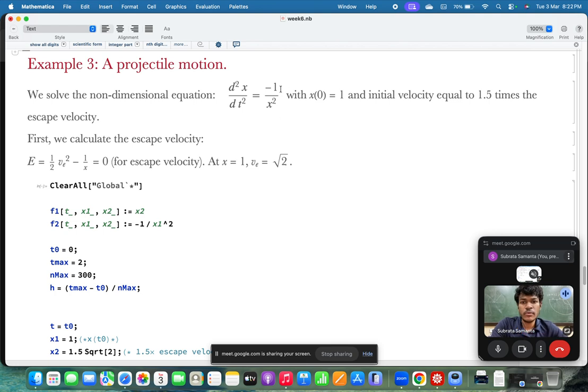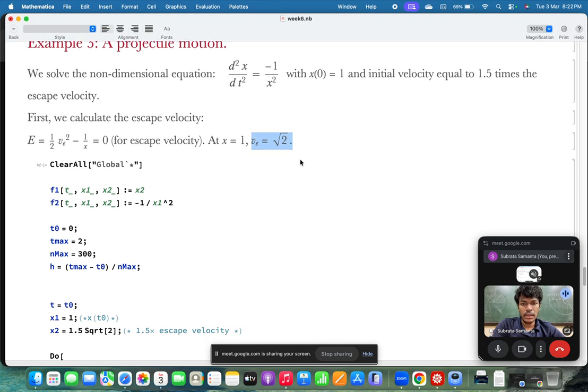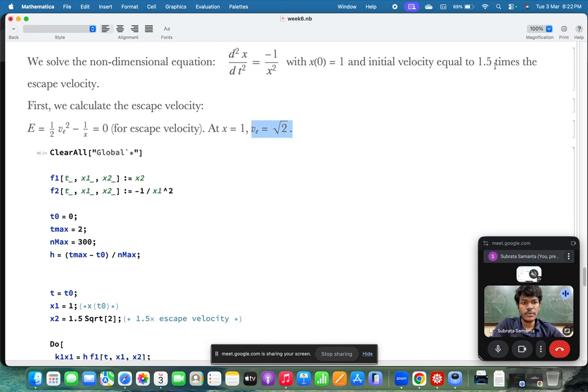So, this is your force, and then you calculate the potential, so you integrate. This is basically 1/x, and from this you calculate the escape velocity. E equals 0 at x equals 1, because at t equals 0, x equals 1. So your v is basically root 2. The escape velocity is root 2, and your initial velocity is 1.5 times root 2.